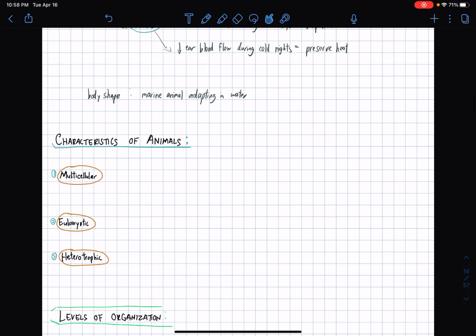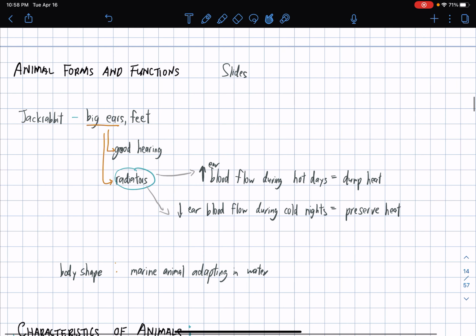Okay, so let's start with animal forms and functions. For the jackrabbit, this is an example. It has big ears and feet. It has good hearing because it has big ears. And the big ears also serve as radiators. There is an increase in the blood flow in its ears during hot days. This is in order to dump heat. And on the contrary, during cold nights, the blood flow in the ears basically decreases, and this is intended to preserve heat.